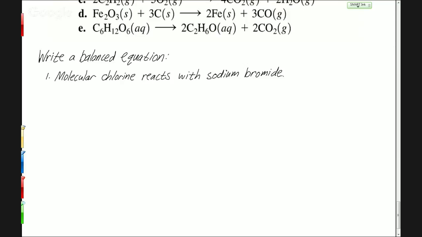So what's the formula for molecular chlorine? Chlorine by itself is an element. What's that formula? Cl2. Right, we've got to remember that there are those diatomic elements, the ones that always take a 2. H, N, O, F, Cl, Br, I always take a 2. Always form a molecule. So that's our molecular chlorine. And then what's the formula for sodium bromide?